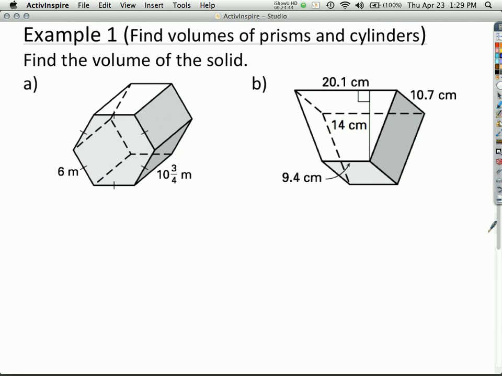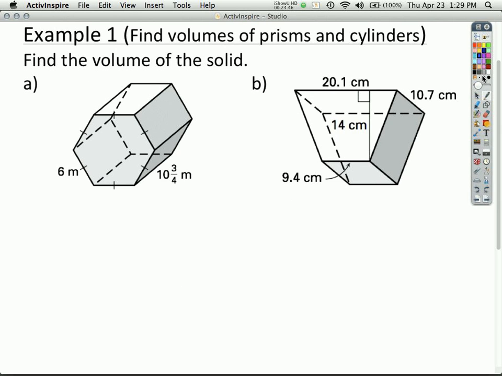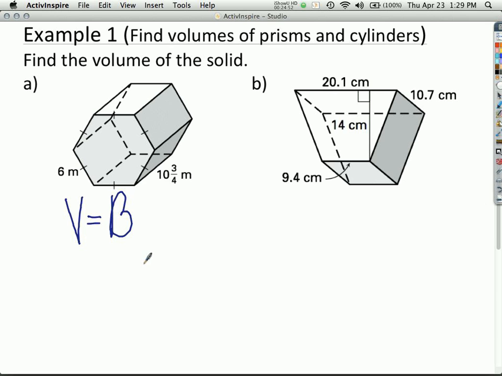And we're going to use this idea of big B. Volume of this solid will be the area of the base times its height. We already know the height, but we don't know the area of the base. But let's back up for a second. Which shape is the base?